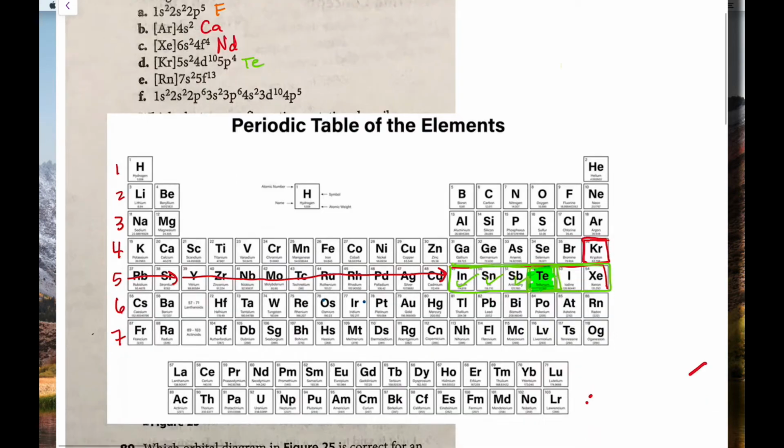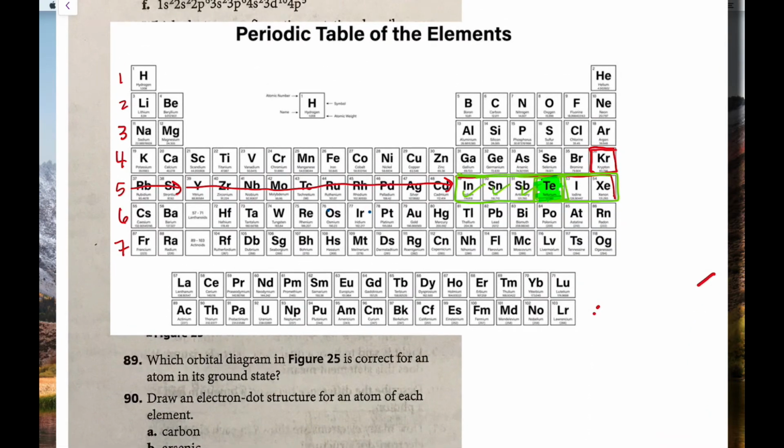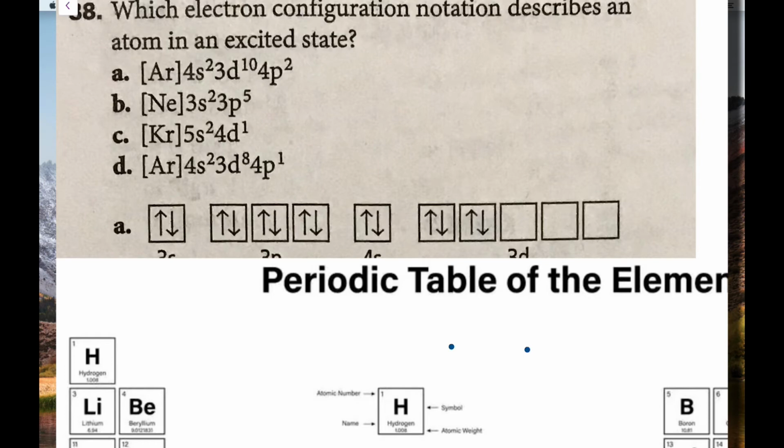Let's jump over to 88. Let's work out 2 from 88, just so you can see how it works. Looking at 88, it's asking which electron configuration notation describes an excited state. Okay, an excited state. So recall that in an excited state, the electron started at a ground state.